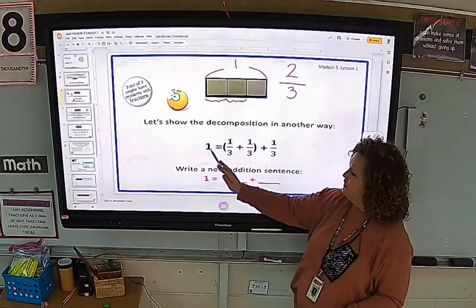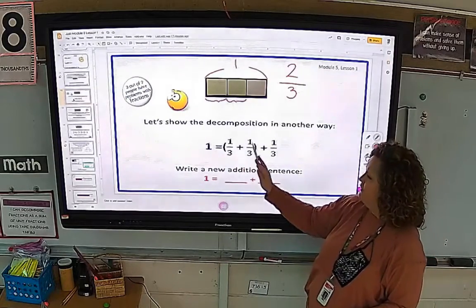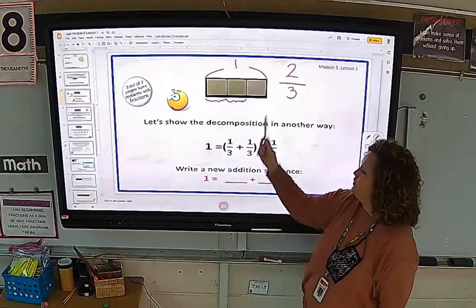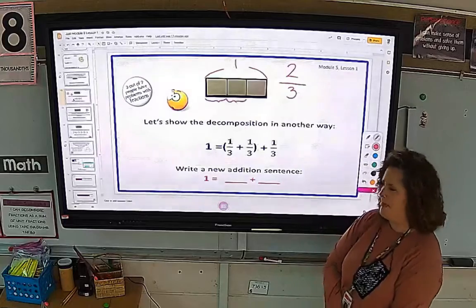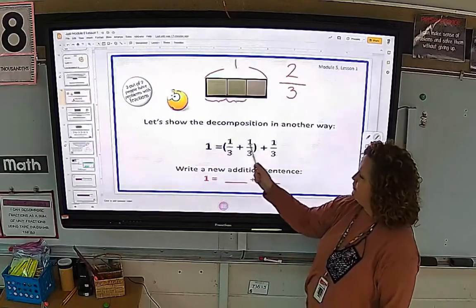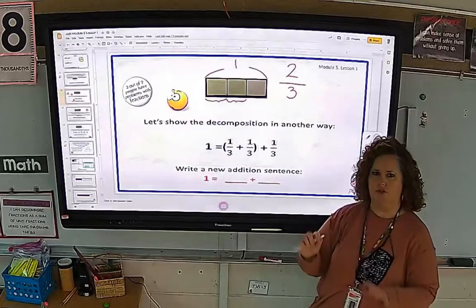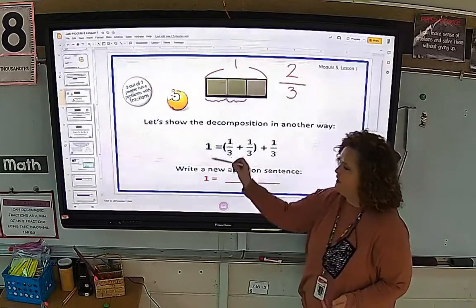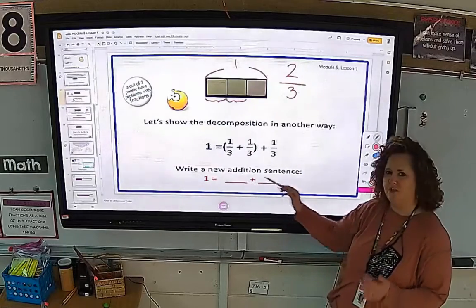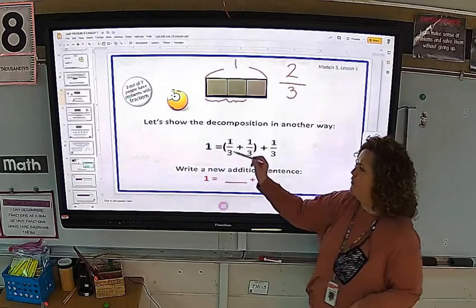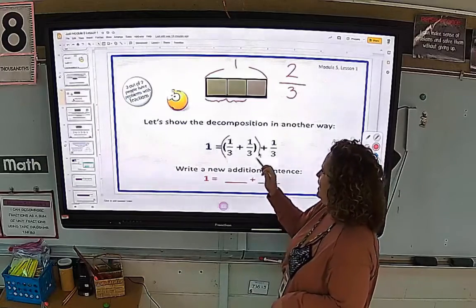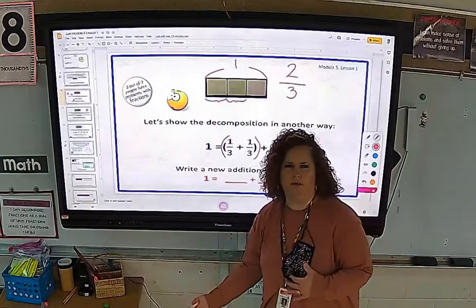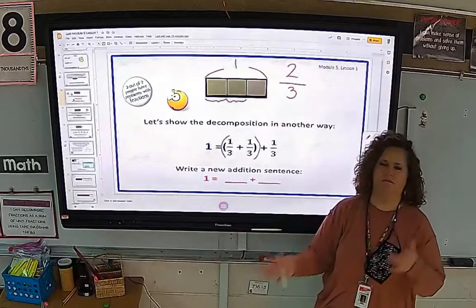All right, so they're saying 1 whole is equal to 1/3 plus 1/3 plus 1/3. That's true. If we have all 3 pieces, we're going to have 1 whole. Okay? But notice the little parentheses. They're trying to encourage you to group them a little differently. So what is a different number sentence, and a different addition sentence we could write if we grouped these 2 unit fractions together?